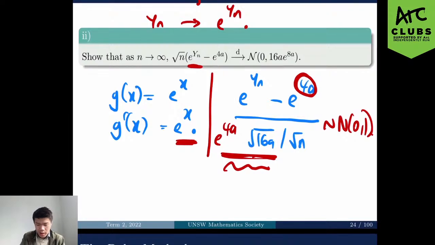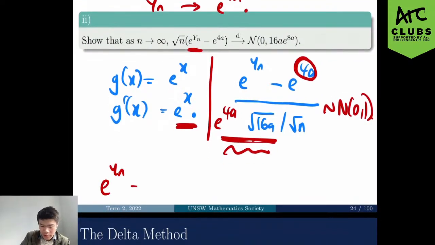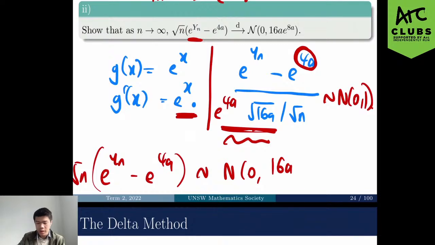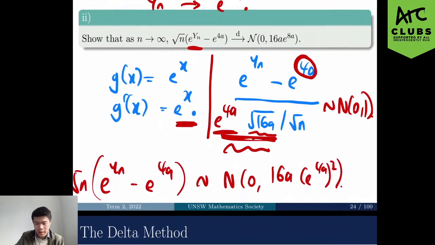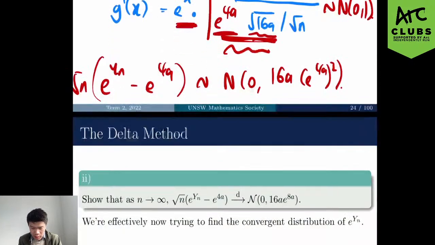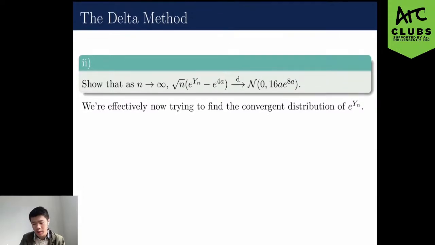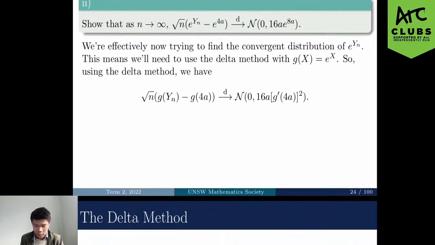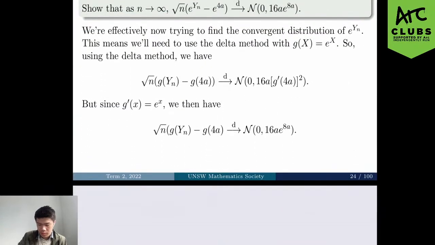So we multiply through by that, and we get e to the Yn minus e to the 4a times root n. It needs to be normal, 0, and then we've got 16a, because we've got this squared, times e to the 4a squared. And it follows on pretty nicely using our index laws that that's just equal to 16a e to the 8a. Okay. So yeah, we're now trying to find the convergent distribution of e to the Yn. So you can read through this in your own time. Basically, we've got the delta method, evaluate that, and we just get this. Cool. And that's the end of our first topic.